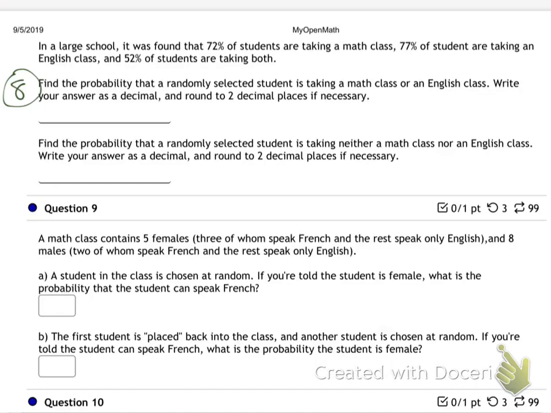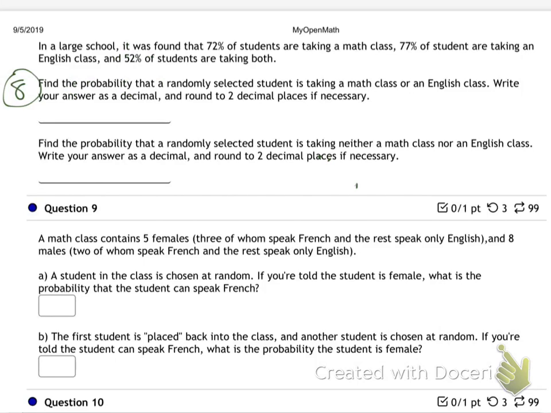So, getting back to this one, it doesn't matter which way you do it. I'm going to do, did they take a math class, on the top. I don't really have room here. I need to get some more room. Let me move it over. So this is number 8. And 72% are in math.